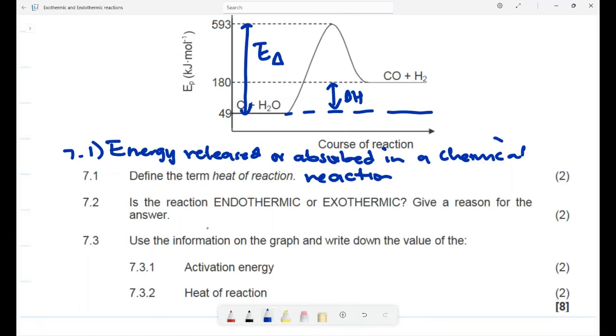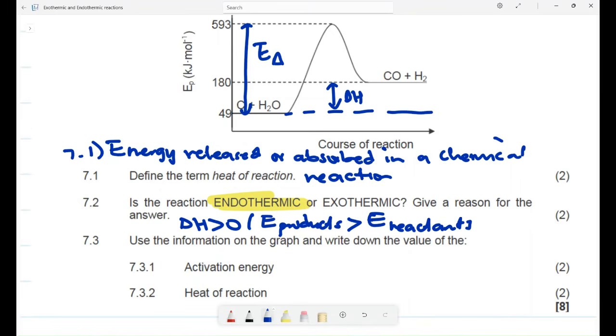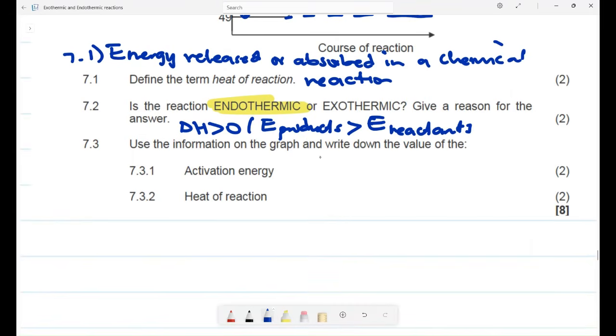Is the reaction endothermic or exothermic? So we know it is endothermic. We just explained that. Why? You can say change in H is greater than 0, or you can say energy of the products is greater than energy of the reactants. Okay, yes. Use the information on the graph and write down the value of activation energy, 7.3.1.